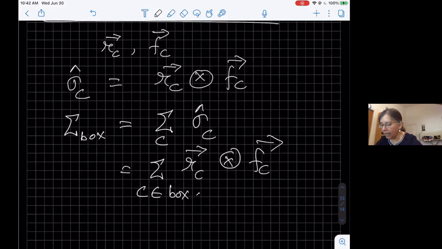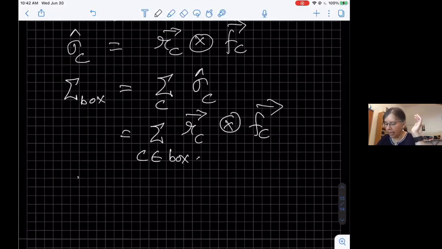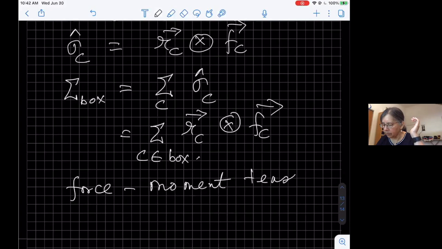If I divide it by the volume of the box, this would be the stress tensor. But I'm not dividing by the volume of the box or the area of the box, and this in the literature is called the force moment tensor. It's an extensive quantity, and intriguingly, it has the same dimensions as energy. It's not the energy, but it has the same dimensions as energy.